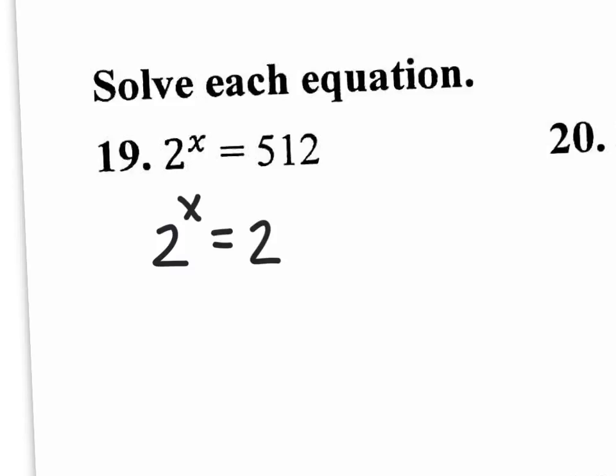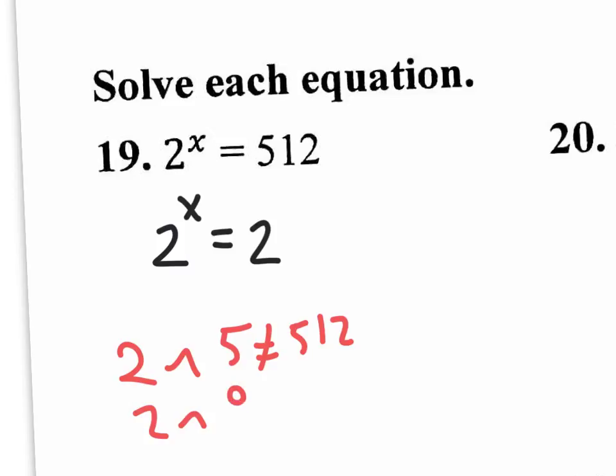So you could just start using the caret button. Like maybe on your calculator, go 2, caret, type in 5. See if that gives you 512. But it doesn't. If you go 2 caret 9, yeah, that's going to give you 512.